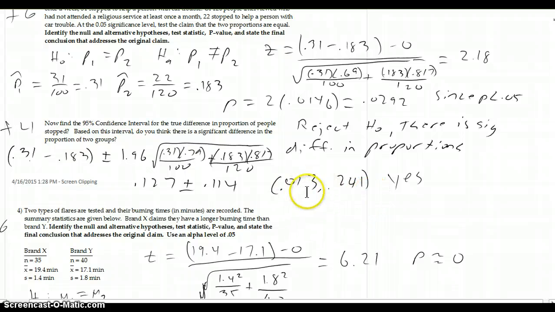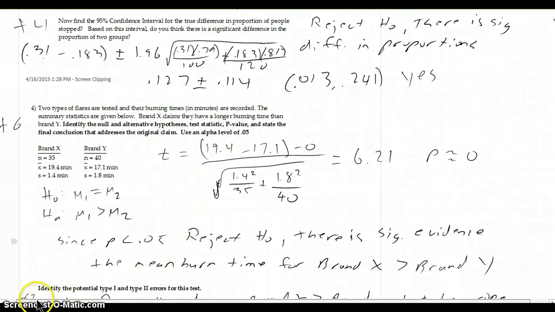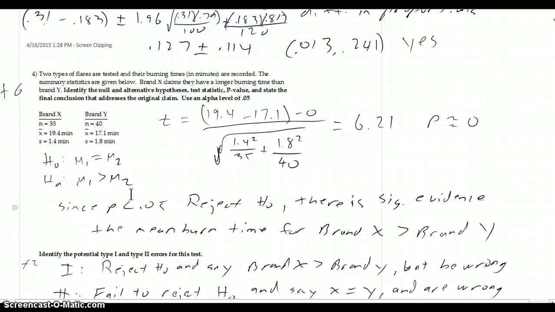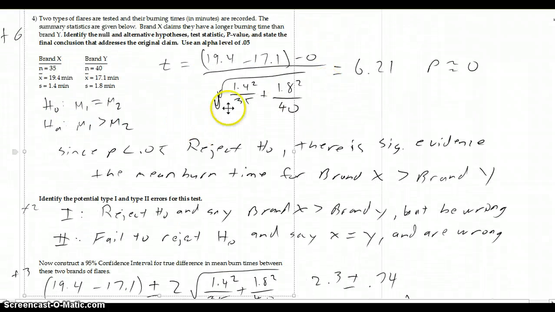And since 0 is not in that interval, that verifies there's a significant difference here. And then on number 4 here, this is a comparing of means, the average burn time of these two flare types. So our null is that they're equal on average, and the alternative is that the burn index was greater than, because they claim to have a longer burn time. It says right there.